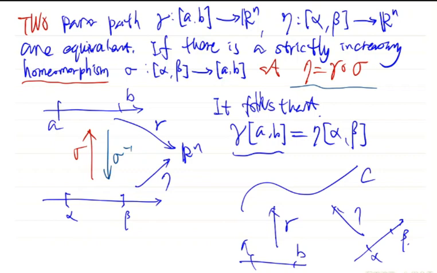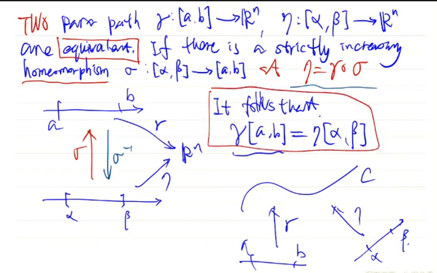So this is the concept of equivalence. The key point of this concept is that they represent the same curve, the same path in the space. They represent the same geometric object. For example, we will give you an example.